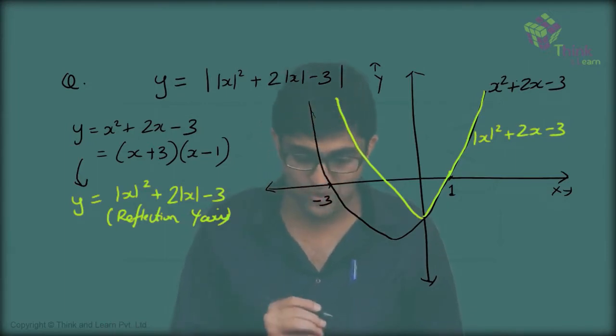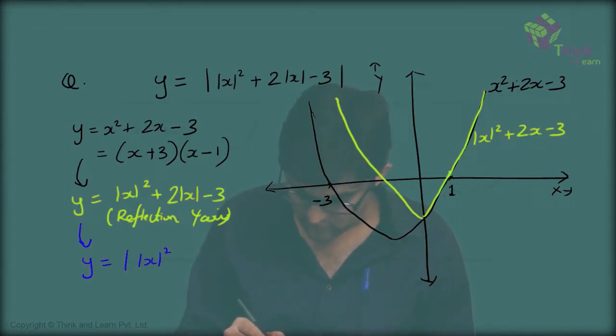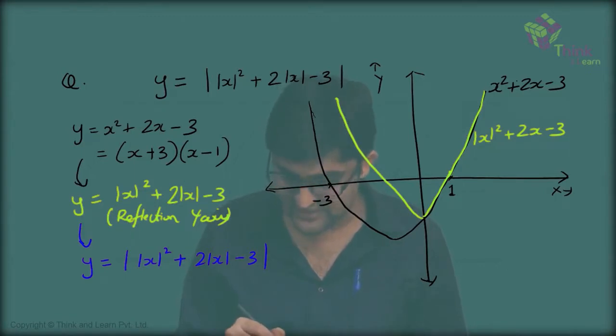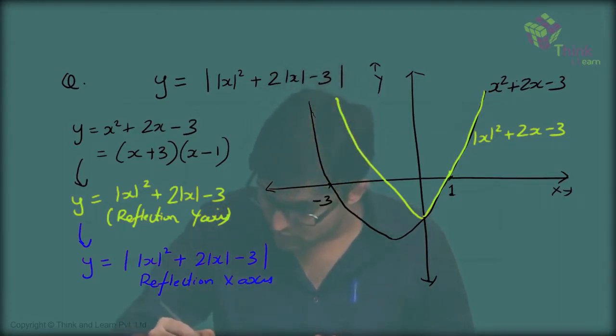But that's not where you want to be, right? You're not going to stop there. You're going to do one more transformation and make it modulus of x square plus 2 times modulus of x minus 3. What is happening here? This is nothing but reflection about the x-axis, or the folding part which we are talking about. So this part will disappear. It will go up.